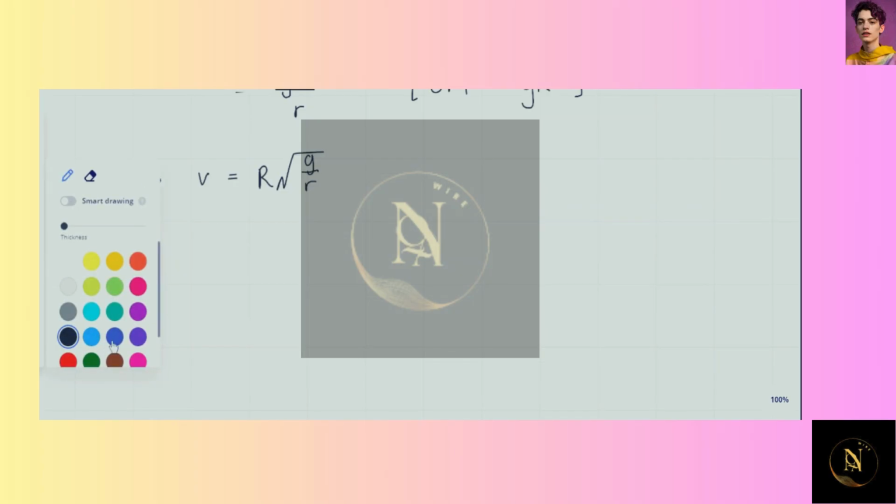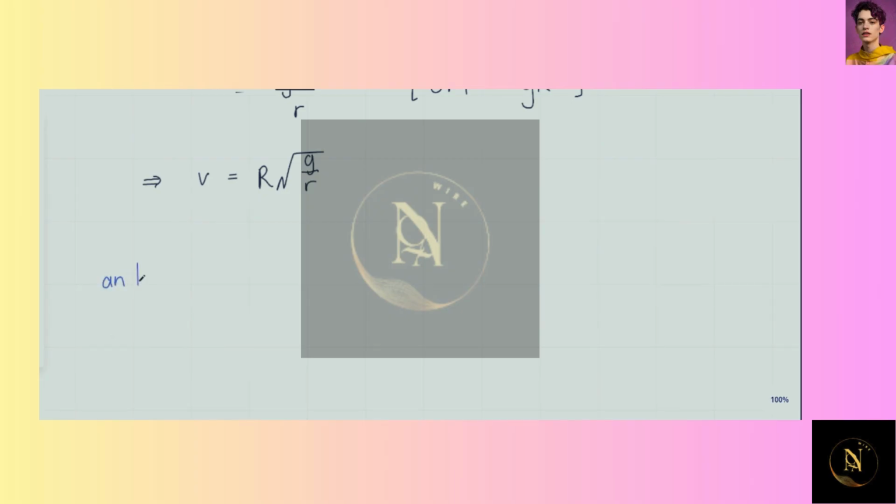And we also know that the period of one orbit, tau, is equal to the distance covered in that orbit, the circular distance 2 pi r, over the speed of that orbit v. So this is equal to 2 pi r over big R times the square root of g over little r.